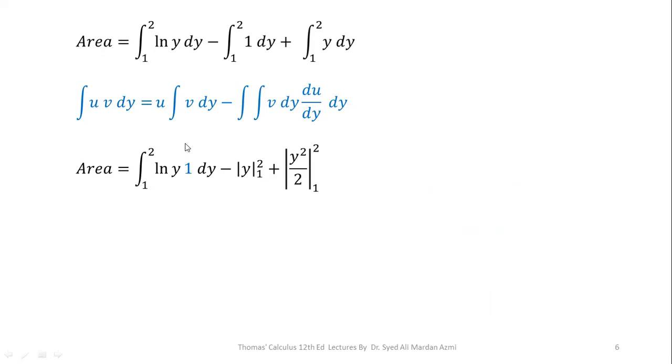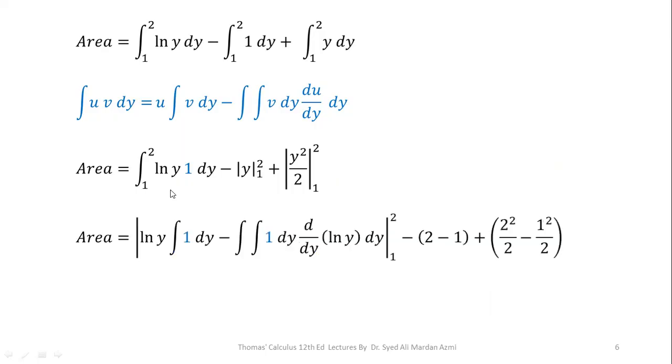In the next step, we will apply the above given formula of integration by parts to the first integral. Like this, we have taken u as natural log of y and v as 1. In the formula of integration by parts, we always take u as a function whose derivative is available, and v as a function whose integration is possible. So in this formula, we have taken u equal to natural log of y and v equal to 1. So we have natural log of y times integral of 1 dy minus integral of integral of 1 dy times derivative of natural log of y dy for the limits 1 to 2.